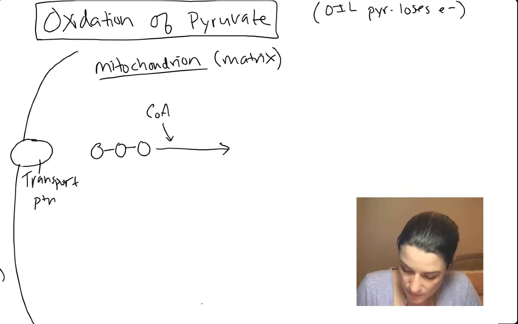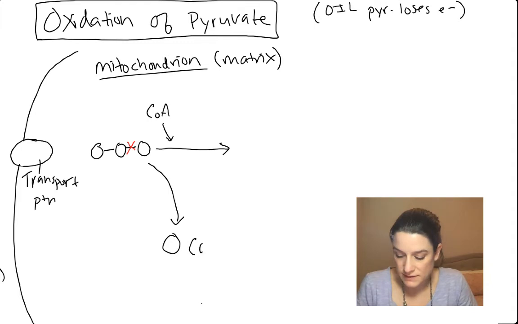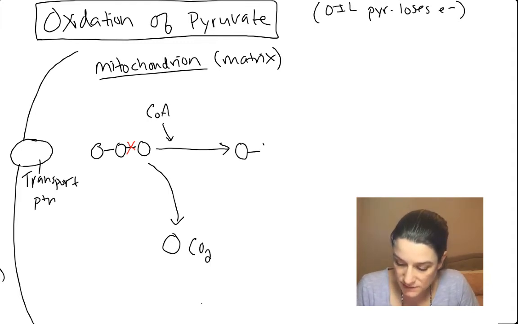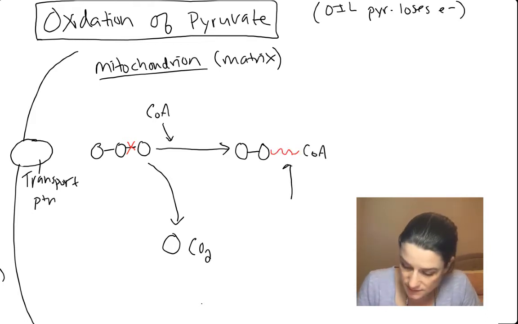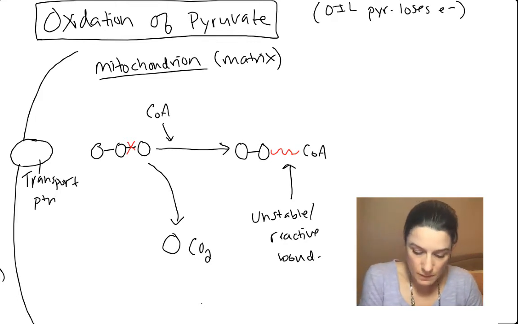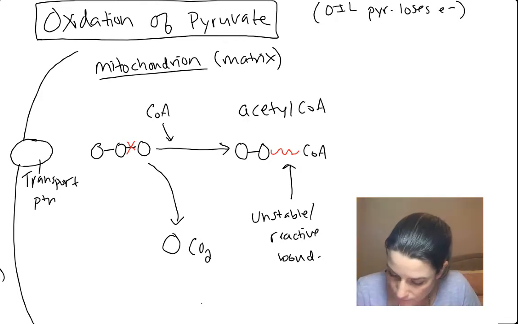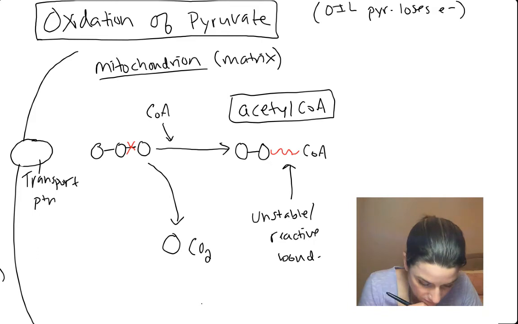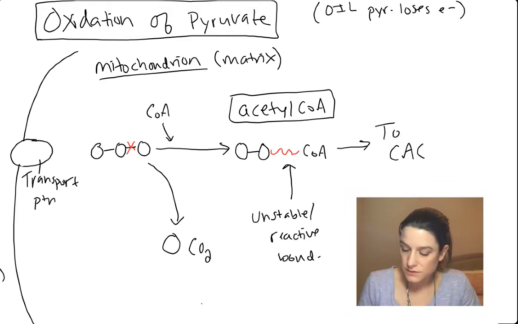To do that, we're going to break a bond and bump it off. So you break this bond, bump off that carbon, and it leaves as CO2. Add the coenzyme A, so here's your 2 carbons, and I'm going to make it a wiggly bond, and make it red even. This molecule that you've made here is called acetyl-CoA, and that is ready to go to the citric acid cycle.